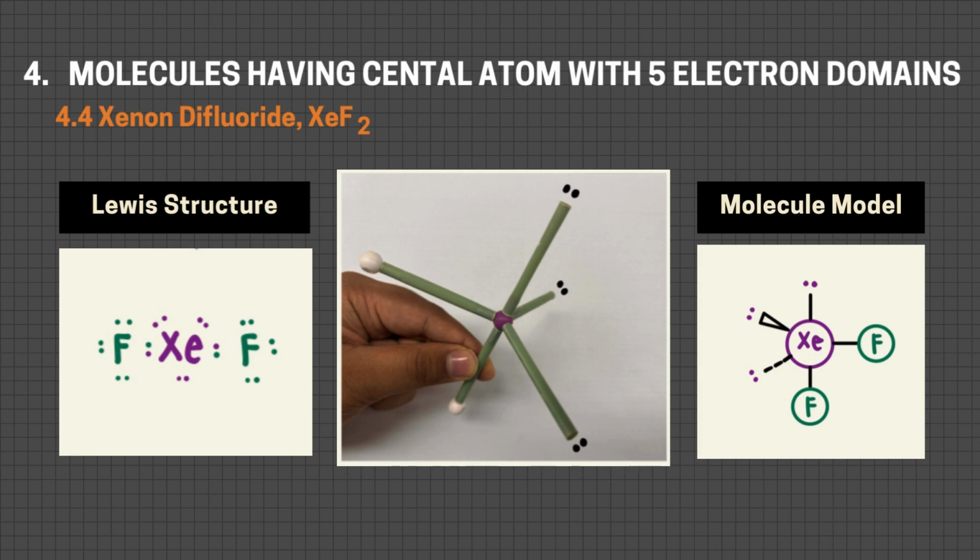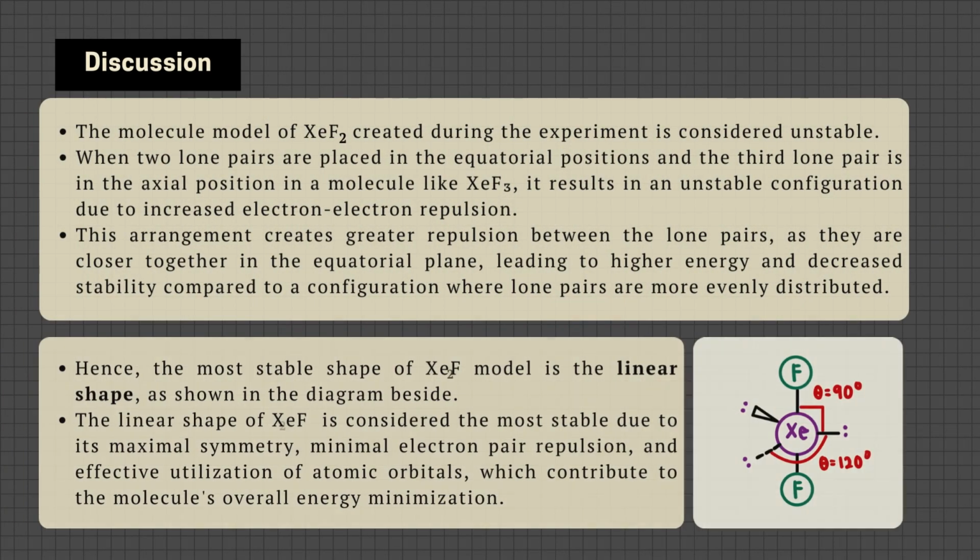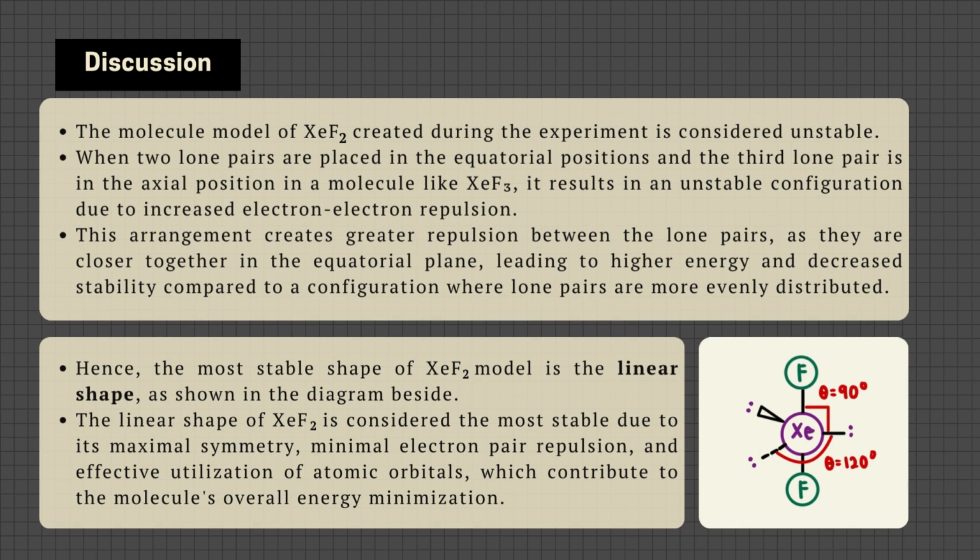The Lewis structure is shown in the picture, and there is a molecule model drawn, which is presented in the slide. And there is the model that we have built during our experiment. So for our discussion part, the molecule model of xenon difluoride created during the experiment is actually considered unstable, because when 2 lone pairs are placed in the equatorial positions and the third lone pair is in the axial position, in a molecule like xenon difluoride, it will result in an unstable configuration due to an increase in electron-electron repulsion.